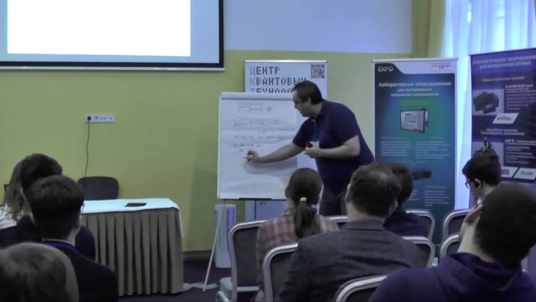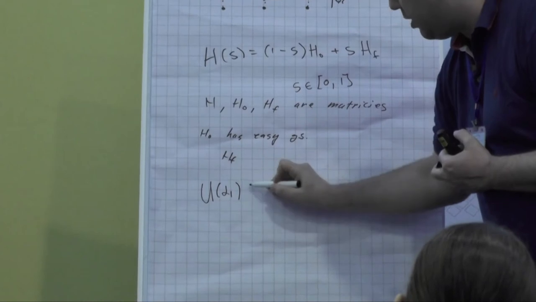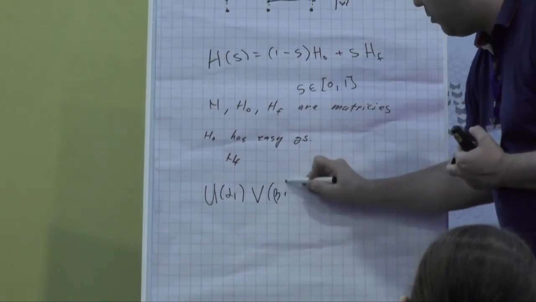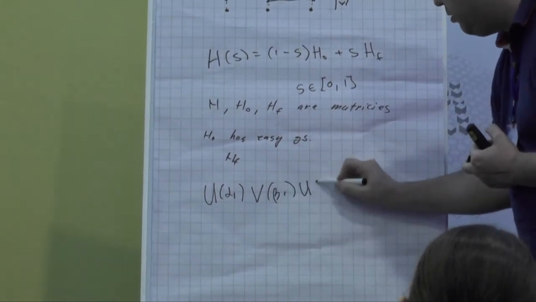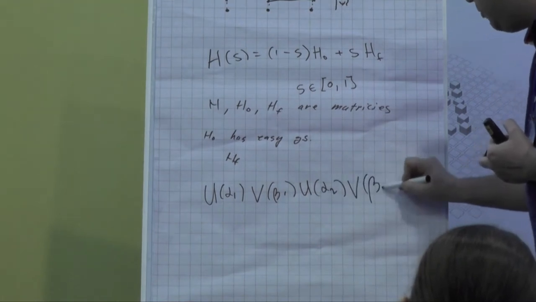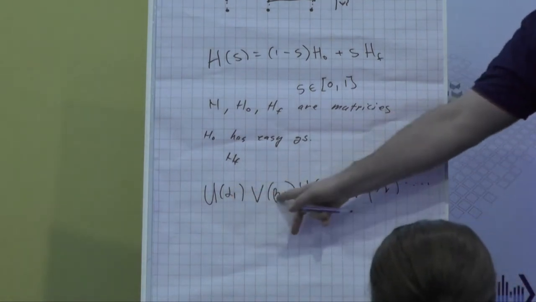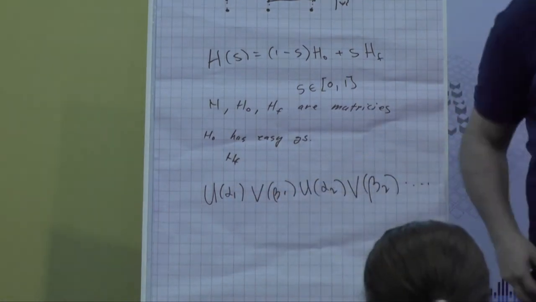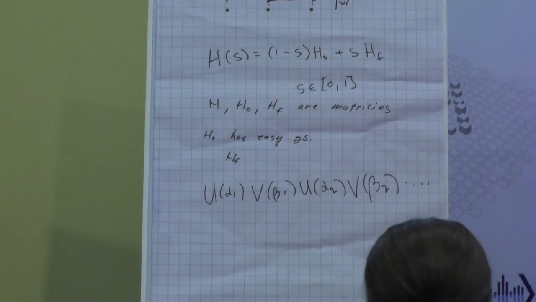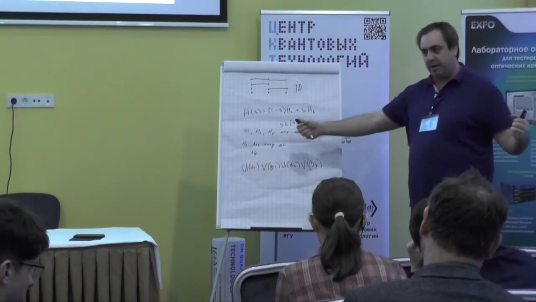Okay, what Google has is U(alpha 1), V(beta 1), U(alpha 2), V(beta 2), and so on. Okay? These things are adjustable. The circuit is shorter than the long adiabatic circuit.